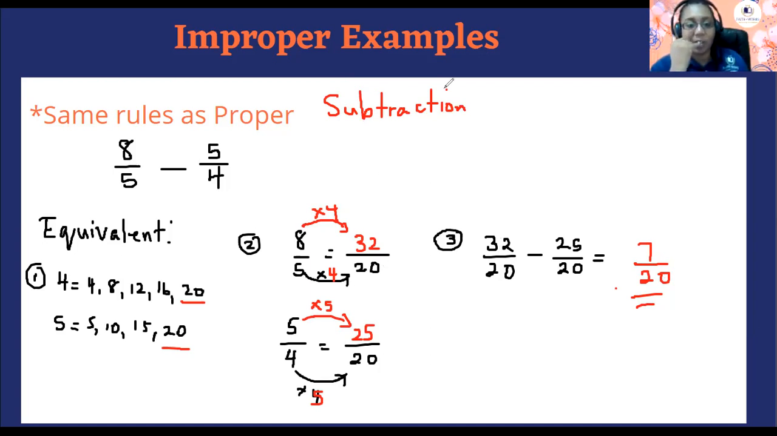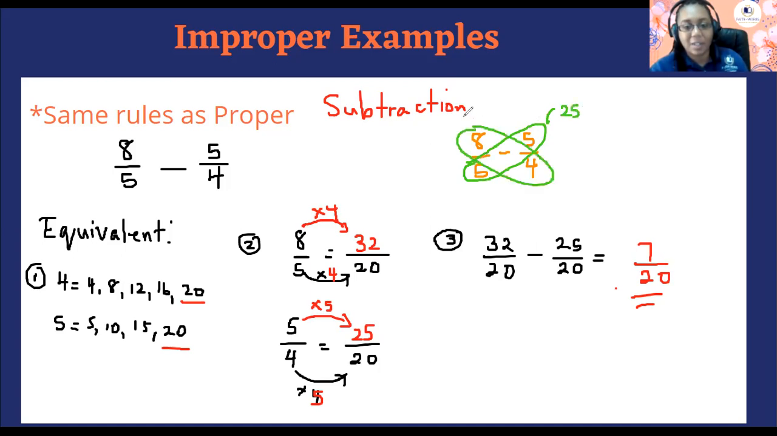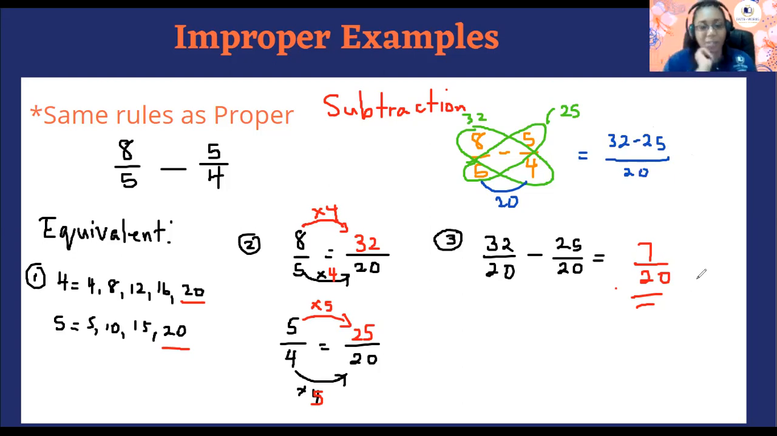If you were to do it using the butterfly method, some people prefer that method, even though it's a little more complicated. You can use the butterfly method. So this would be 25 here, this would be 32 here, and this would be 20. You're getting the exact same thing: 32 minus 25 over 20. You'll still get back 7/20. Whichever way is more convenient for you, go for it.